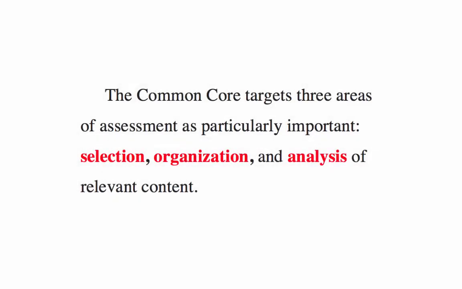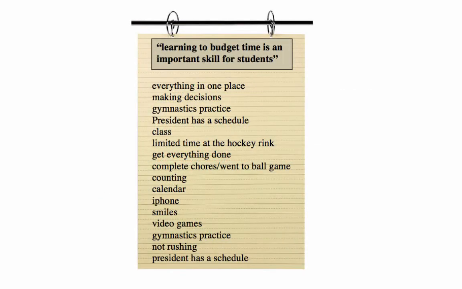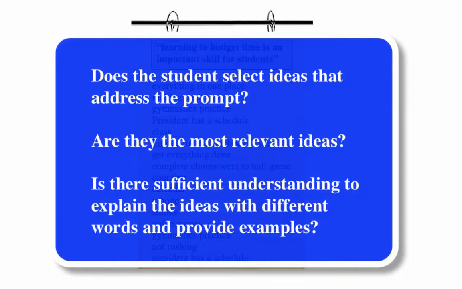The Common Core targets 3 areas of assessment as particularly important: the selection, organization, and analysis of relevant content. Selection is the first area. Since not all ideas can be included in an essay, the student must choose the ideas that they want to use to write their essay. Does the student select ideas that address the prompt? Are they the most relevant ideas? Is there sufficient understanding to explain the ideas with different words and provide examples?